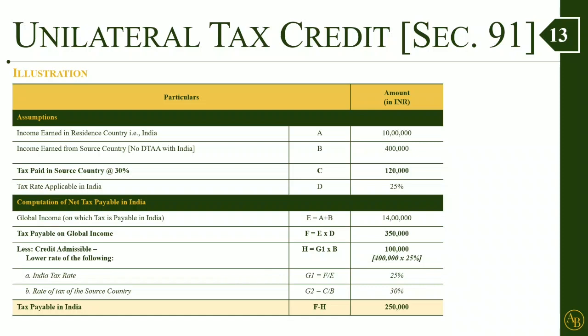So how much credit would be admissible? As we saw in the earlier slide, the lower of the rates would be applied to the income earned from the source country, which is the lower of 25% or 30%. We divided by the income earned from that country and arrived at this rate. So 1 lakh is the tax credit admissible, as on 4 lakhs only 25% will be available as tax credit, and the rest, that is 20,000, which has been paid outside India by that taxpayer, needs to be foregone. That is where the tax payable in India works out to 2,50,000. I hope this clarifies the unilateral tax credit mechanism. I will move ahead to the next slide.